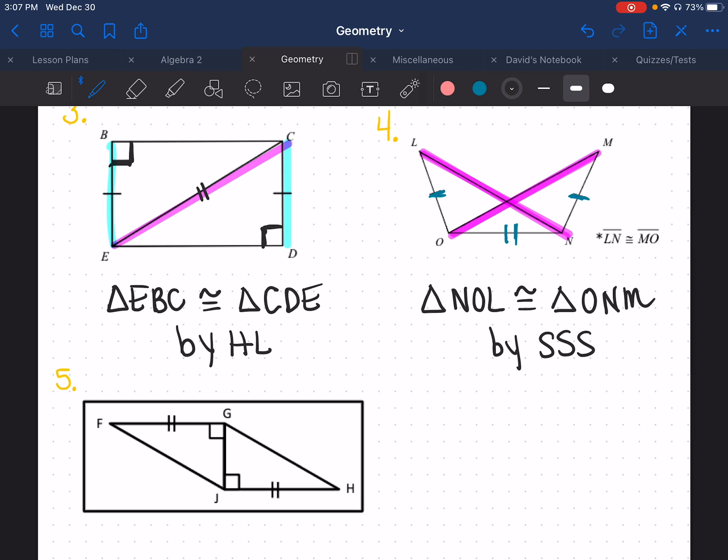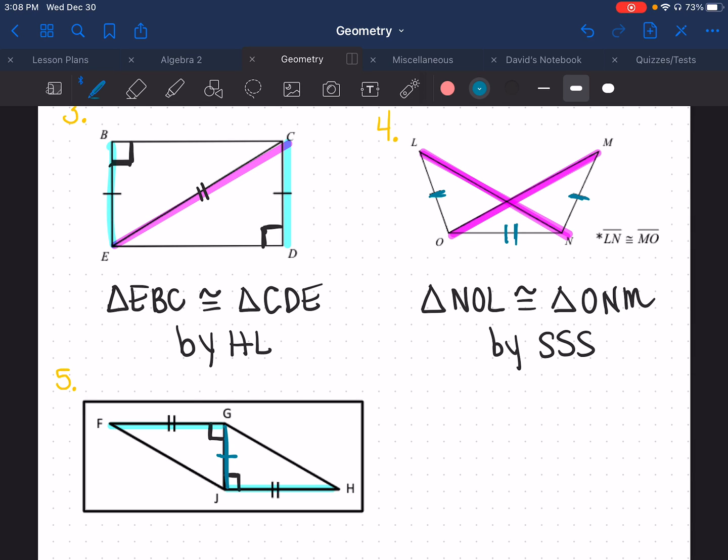I see the right angle, so I might be thinking HL. That's the way I go right away. But please make sure that you do mark your picture, because I do notice that. I do see that I have a leg, and they seem to pair up to each other. And then, of course, I have this reflexive side that they both share.